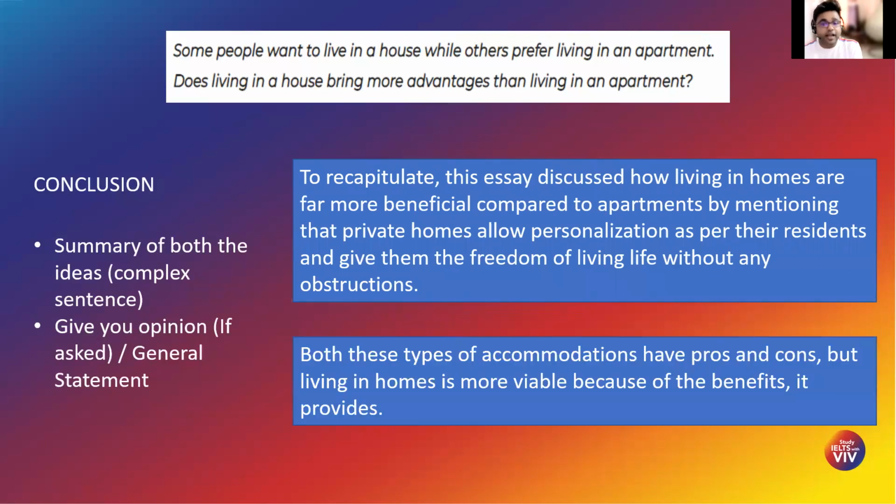As you see, I've added a general statement here talking about both these accommodations having pros and cons, but because I have chosen the side of homes, I have gone ahead and added why homes are better. Okay, so this is how you write this essay type. If you were to do this and submit it in your exam, it's easily going to get you a 7. So just remember, make it simple, understand the topic, and learn to write it properly.